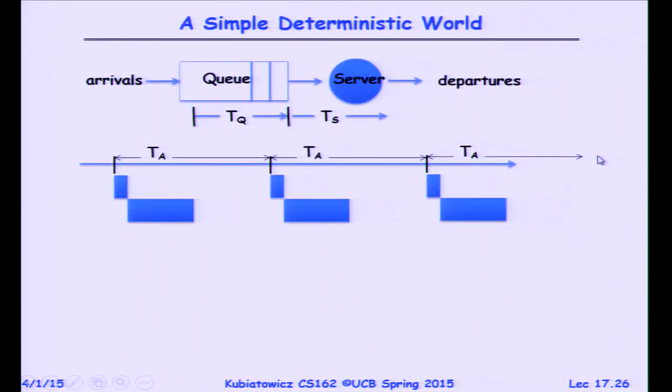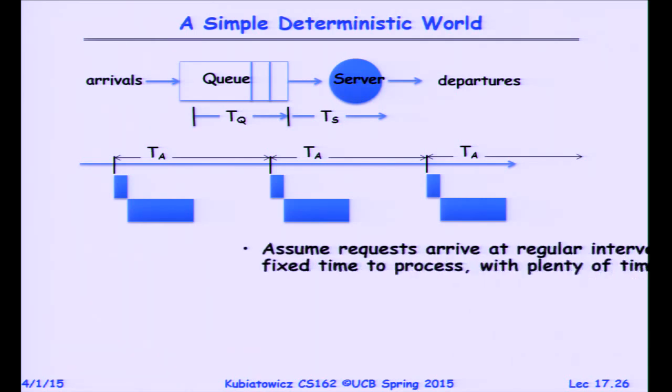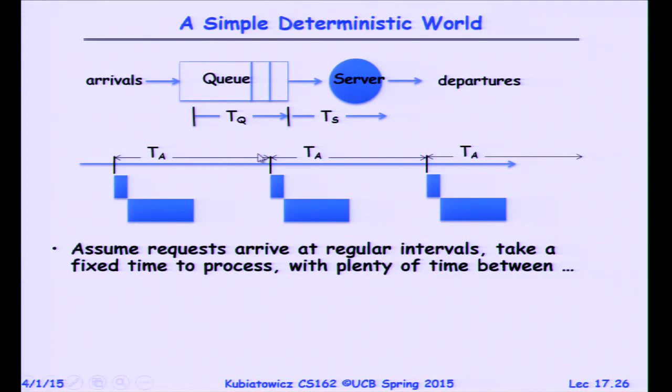Now, if we had a simple deterministic world, this would be great. What's a deterministic world? It's one in which the time for arrival is exactly the same for every item. There's T_Q, the time in the queue. The service time, T_S, is there. And in that perfectly linear world, we can say exactly how long it will take from when we arrive to when we get out. It's going to be T_Q plus T_S. And the reason for that is we're not overloading the system. We know that we'll be the only person in the queue when we arrive. We'll get serviced right away. And this seems great. Okay, and of course the world's not like this, but this is assuming requests arrive at a regular interval, take a fixed time to process, and there's plenty of time in between.